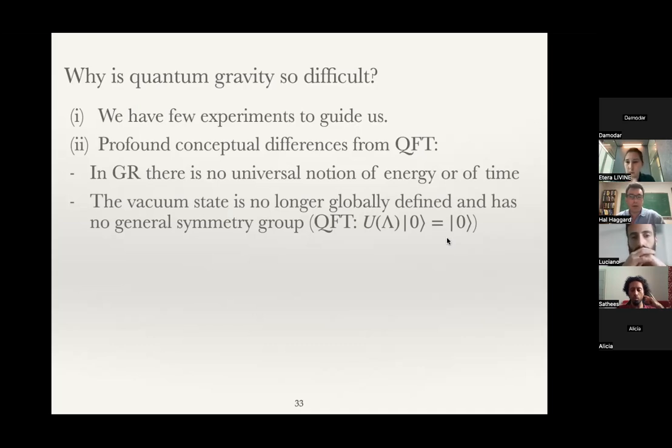One of the ways we're going to talk about energy in quantum field theory and in general relativity is via local observers' measurements. But then that doesn't give us a global notion at all.